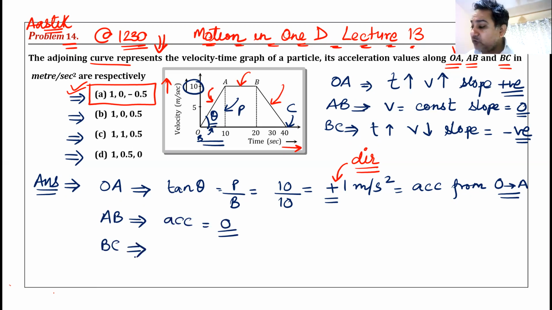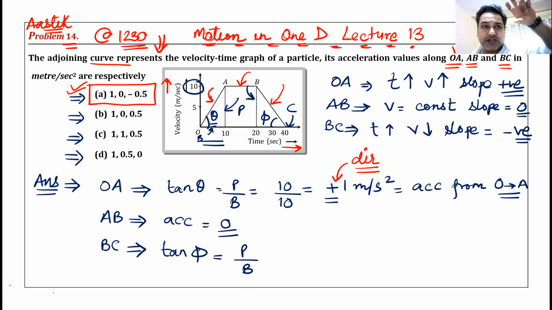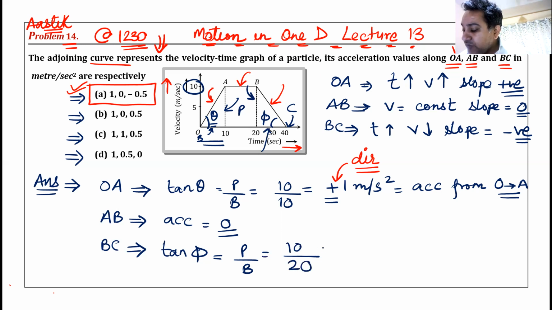again I have to find out the slope. Let me call this angle phi. I have to find tan of phi. Tan of phi will again be perpendicular divided by base. In this case, perpendicular will be this vertical line, and base would be the time axis. The vertical line is 10 meters per second. The base is 20. So the answer will be 0.5 meter per second square.